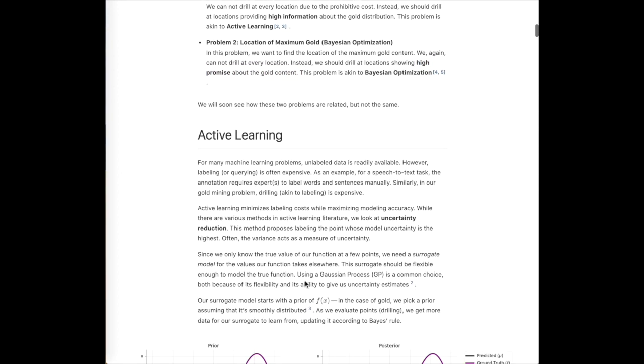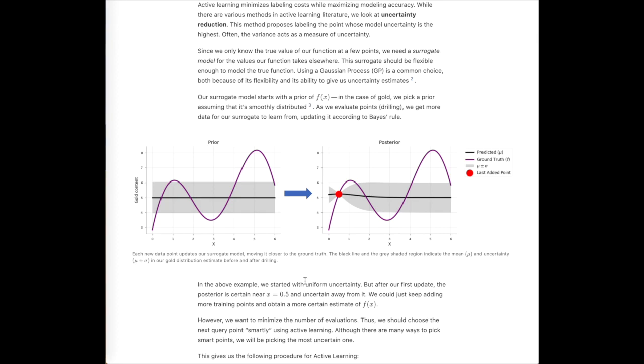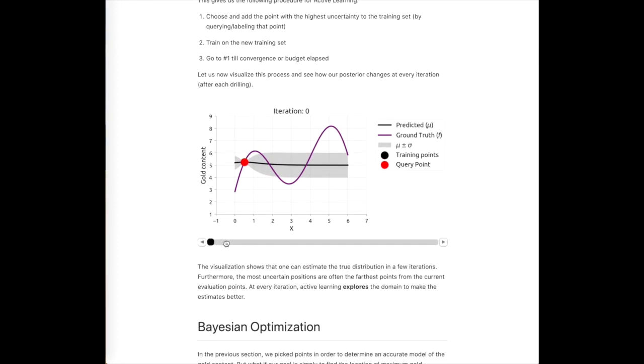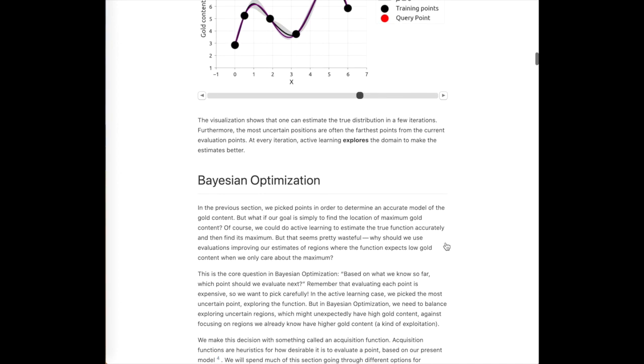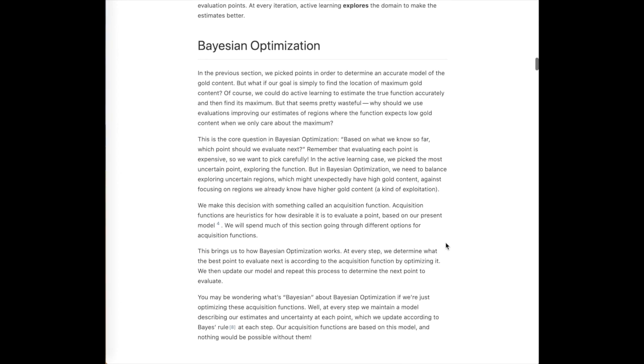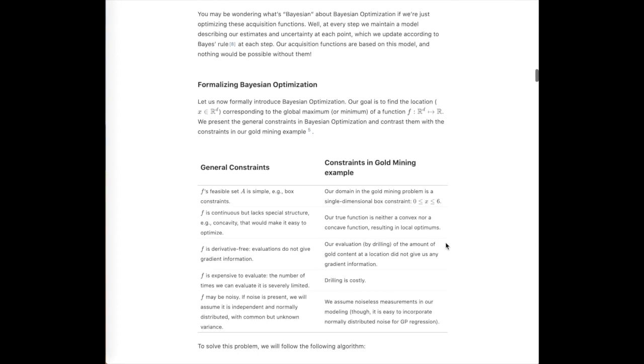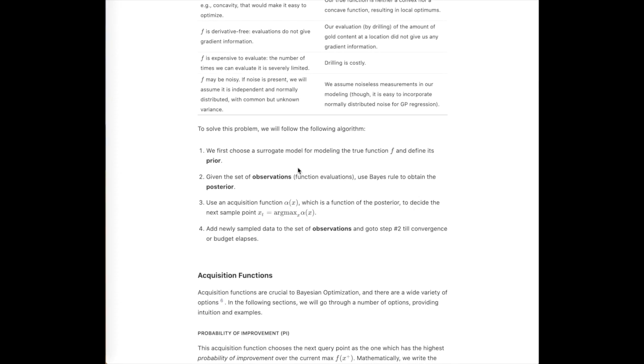The article provides great visualizations about where uncertainty reduction algorithms based on Gaussian processes want to drill across the iterations to reduce uncertainty about where the gold is. In Bayesian optimization, we use the Bayes rule, where we combine our prior expectations with the posterior that we're seeing. So first we choose a prior to model the gold function with, and then we use an acquisition function to reason about the posterior, or what we've sampled.